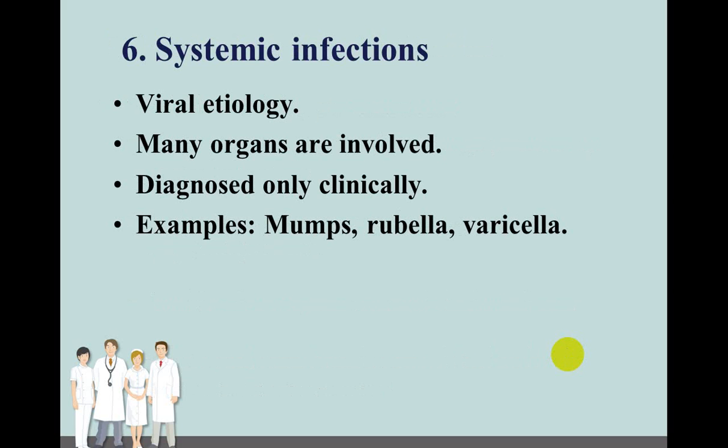Systemic infections include viral etiology like mumps, influenza. Many organs are involved, diagnosed only clinically. Examples: mumps, rubella, and varicella.